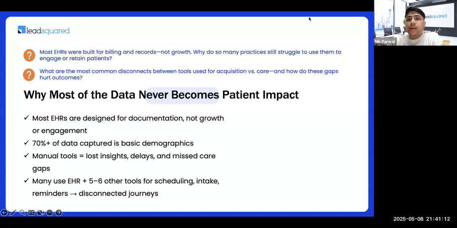Why do you think so many practices struggle to use them from an engagement standpoint, from a patient communication standpoint, or from a retaining patient standpoint?